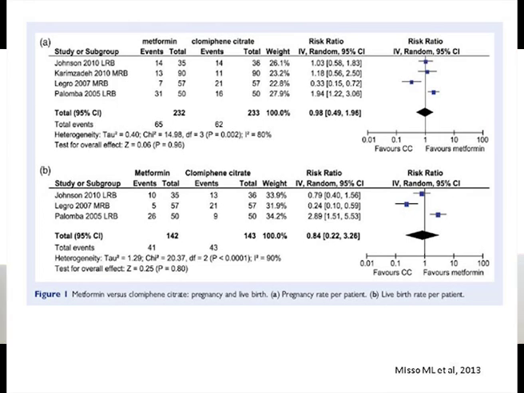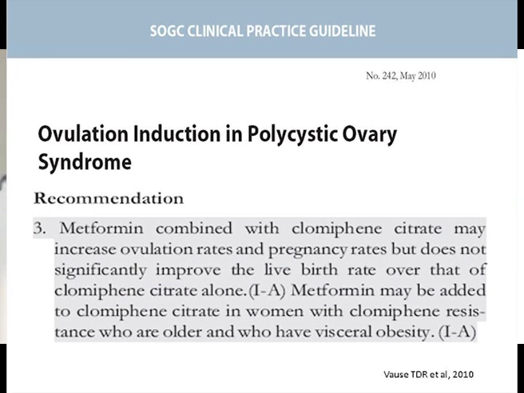And this was the summary or position statement from the Canadian guidelines. This was 6 years ago as well, and I looked at whether they've reviewed these guidelines. It's still the same. It hasn't been reviewed. Their conclusion was that metformin combined with clomiphene citrate may increase ovulation rates. We agree. And potential pregnancy rates, but it does not significantly improve your live birth rates over that of clomiphene citrate alone. So if cost is an issue, or side effects are an issue to the patient, you may be comfortable not adding metformin to those patients, because overall it's not going to improve the outcomes.